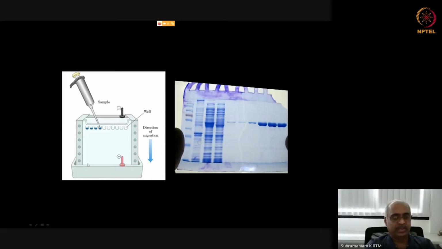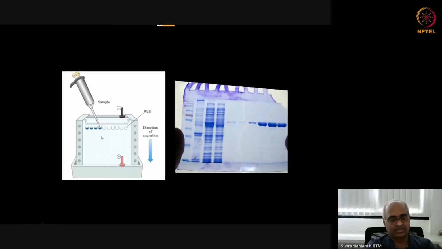So therefore you can have a tank here with the buffer, and also a tank on top with the buffer. Then if you have an electrode on the top and bottom as shown here, electric current will flow through, because the buffer in which this acrylamide is polymerized, as well as the buffer on the top and bottom, have ions to conduct electricity. Now, if the proteins are charged, let us assume that they are all negatively charged, then they will migrate towards the positive charge. Okay, so this is how it is done.